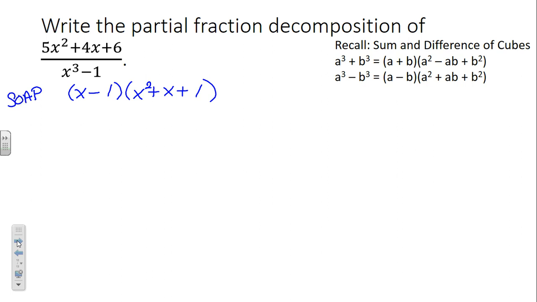Okay? All right, so we need an x minus 1, and we need an x squared plus x plus 1 as the denominators of our two partial fractions. What goes in the first numerator? A, because this is linear, we just need a constant. What goes in the second numerator? Bx plus c.